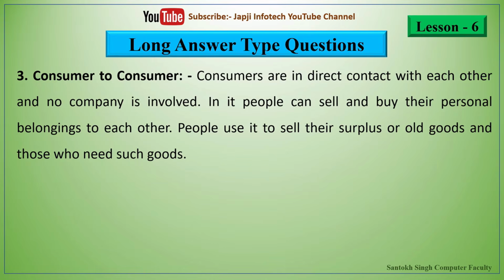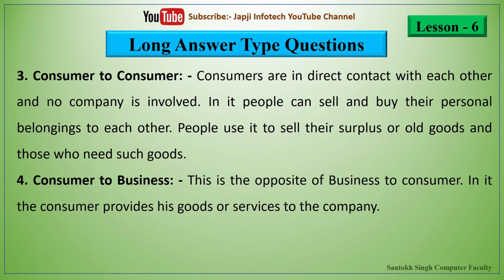And the third one is consumer to consumer. Consumers are in direct contact with each other and no company is involved. In it, people can sell and buy their personal belongings to each other. People use it to sell their surplus or old goods to those who need such goods. Fourth one is consumer to business. This is the opposite of business to consumer. In it, the consumer provides his goods or services to the company.